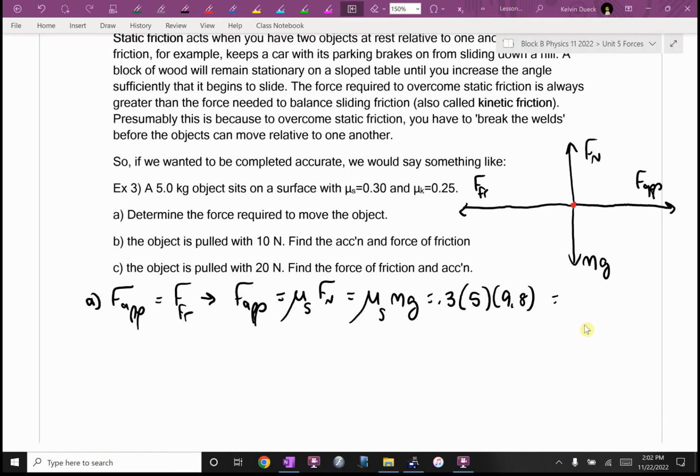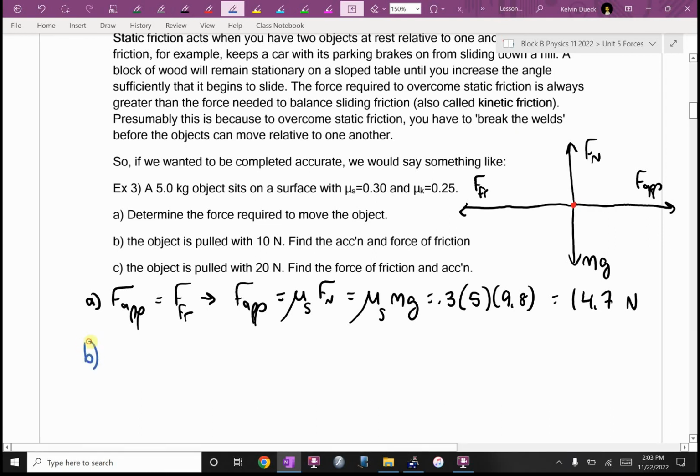What'd you get? Even? Okay. Units, it's a force. So how hard do I need to pull to get this thing to accelerate? Actually, 14.7. Anything more than 14.7, and now this will start to accelerate. You okay with that? Okay.